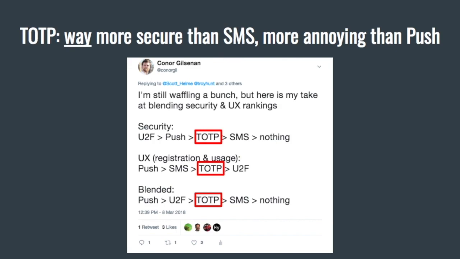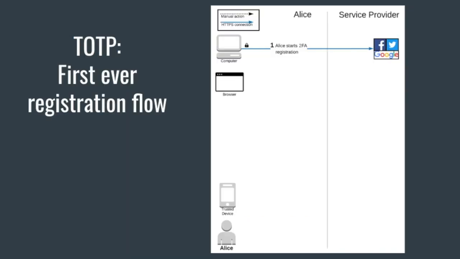So the next method to talk about that's more secure than SMS is time-based one-time passwords, TOTP. If you've ever used Google Authenticator, that's how this works, and we'll get into some detail. We'll see why it's a lot more secure than SMS, but does have some usability challenges.